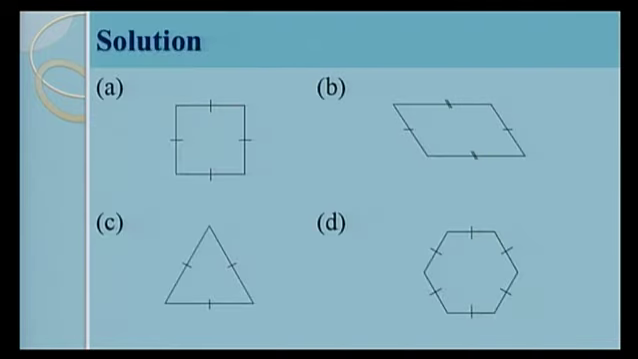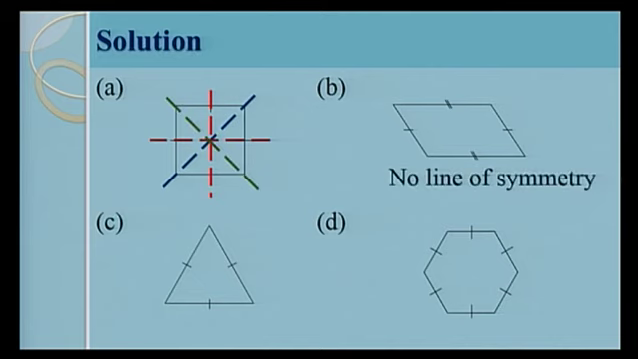Now, let's see where the lines of symmetry are. For the first one, a square, where can we find lines of symmetry? You've got one here, and then a horizontal one, and two diagonal ones. Now the parallelogram, you can't find any line of symmetry in that. So we say that the parallelogram does not have a line of symmetry.